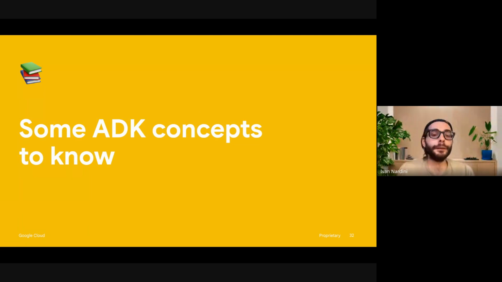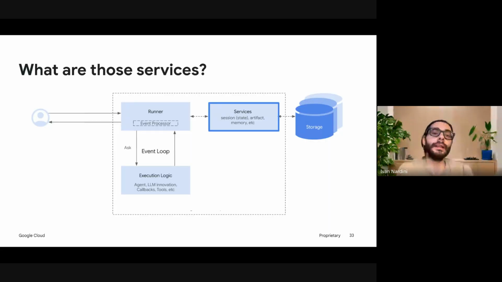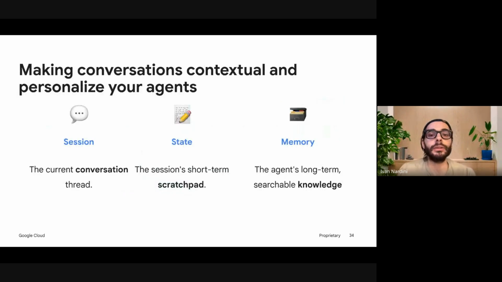So the last thing that I want to cover, as I said at the beginning, is some key ADK concepts that you need to know. We are not going to cover all of them today because we don't have enough time and we want to prioritize the lab, but some of them are very important and I think you need to know them. When I described the event loop and how the runner handles the interaction with the agent, I briefly mentioned the concept of service, but what are those services? So I will briefly touch on 3 key components that will allow you to make your agent contextual and personalized, and which are related to these services: the concepts of session, state, and memory.